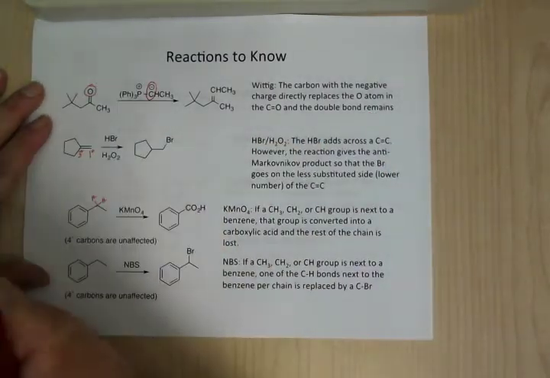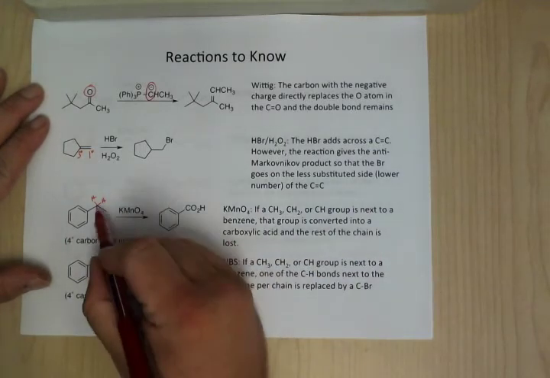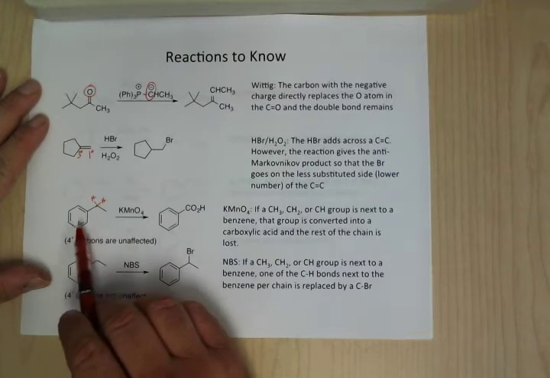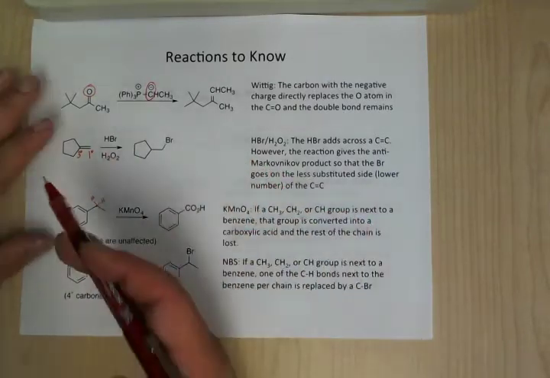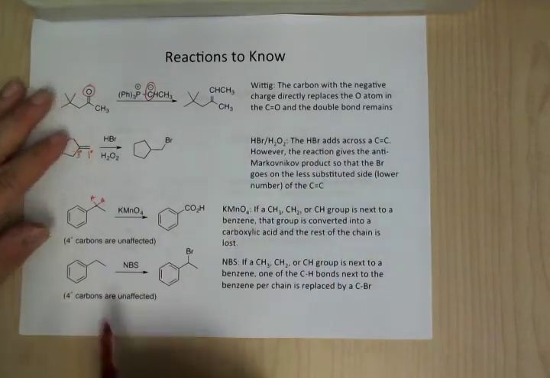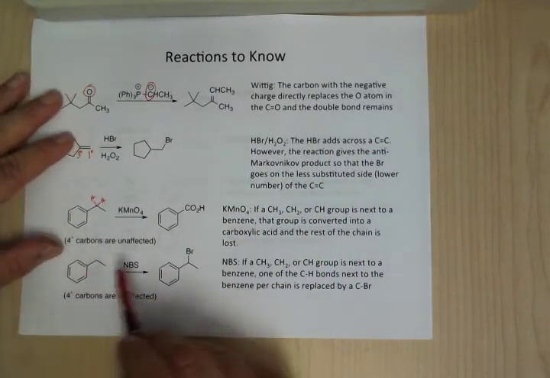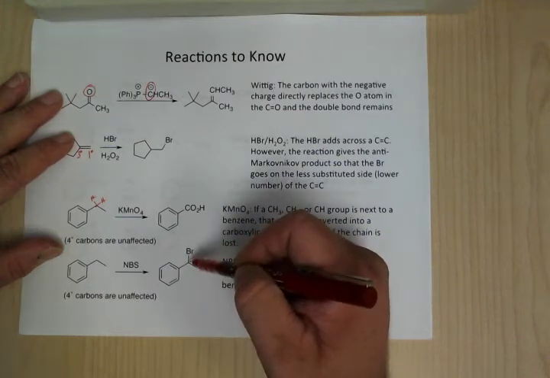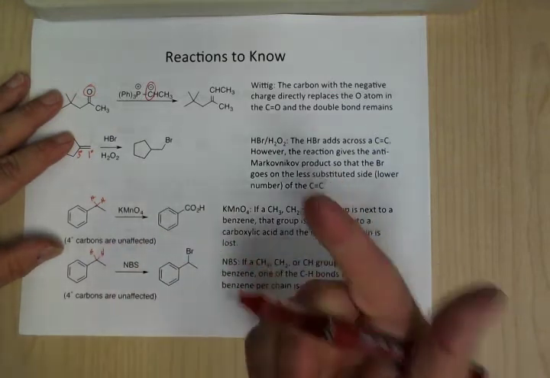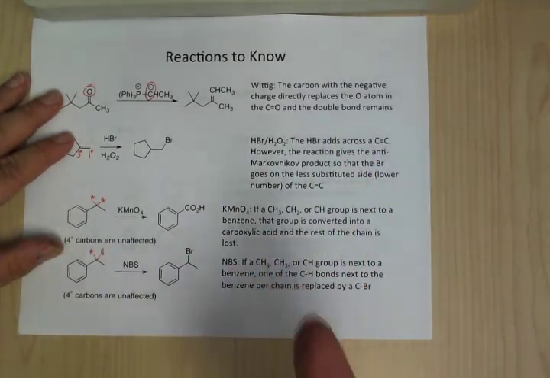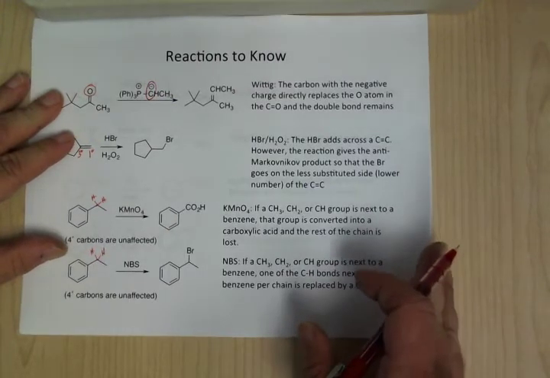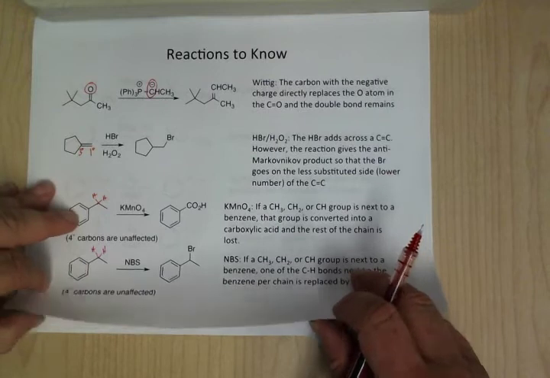Okay, all the rest of the carbons of that chain are going to get ripped away. You're going to be left with just a single carbon that's a carboxylic acid. Now, if it's quaternary, right, there's no CHs right next to the ring, then that chain is going to be unaffected. Similar sorts of things with NBS, right? If you have a CH, CH2, or CH3, one of those hydrogens is going to get replaced with a bromine. Again, quaternary carbons aren't affected because they don't have CH bonds.